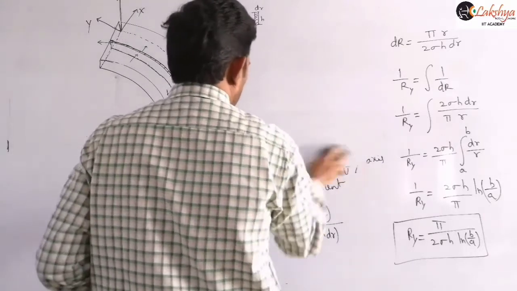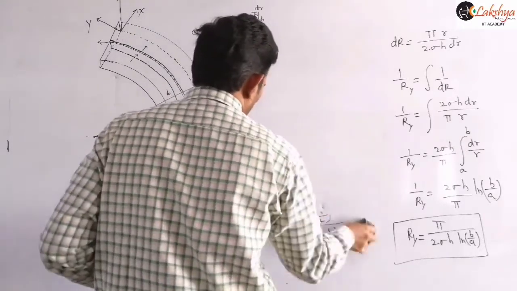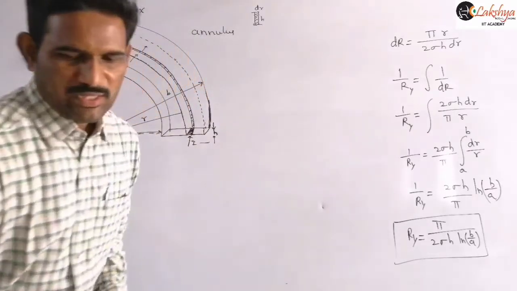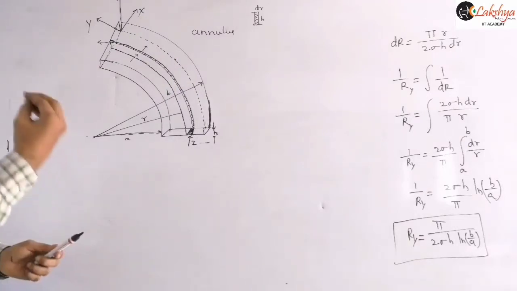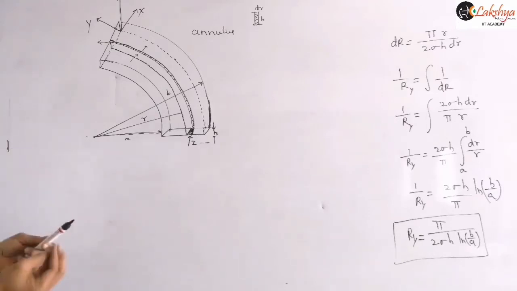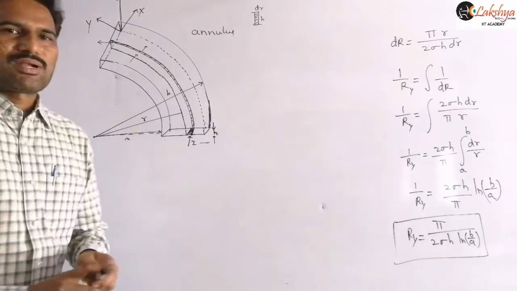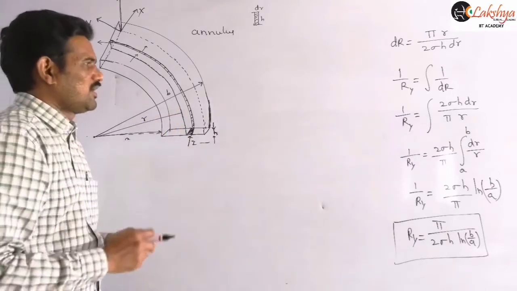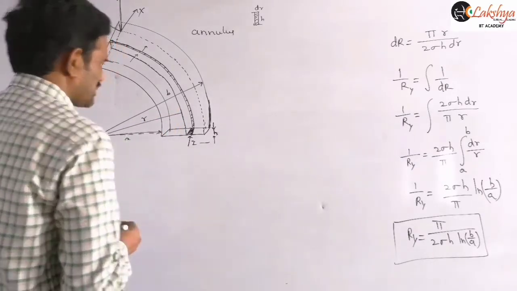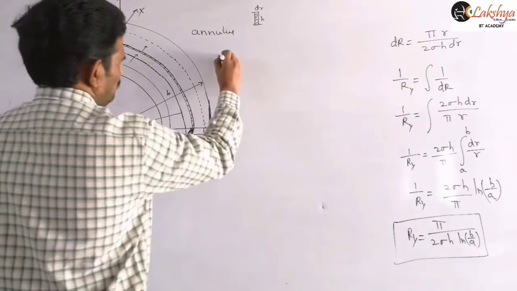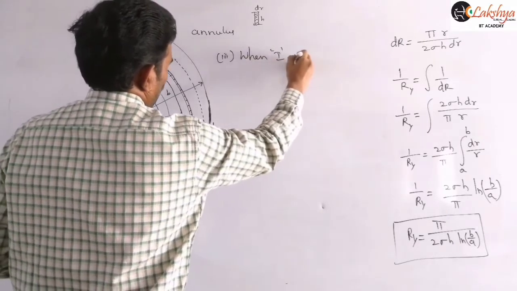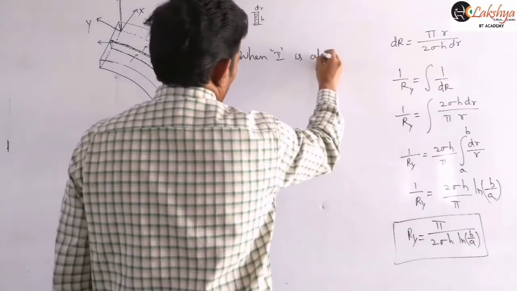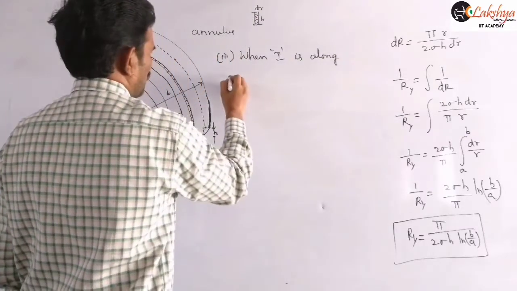About the z direction, we are applying a potential difference between the bottom and the top surface of this conductor. When you are applying it between the bottom and the top, then nothing is variable. Every element will have the same potential difference, same length and same area of cross section. So we can apply the formula directly. When I is along the z axis, this is our third case.